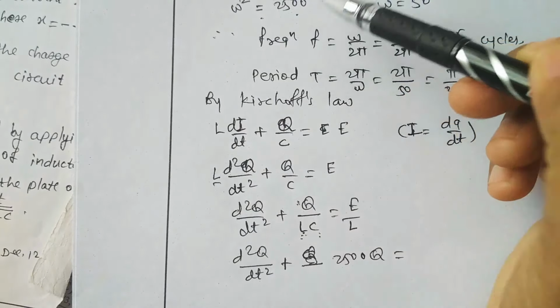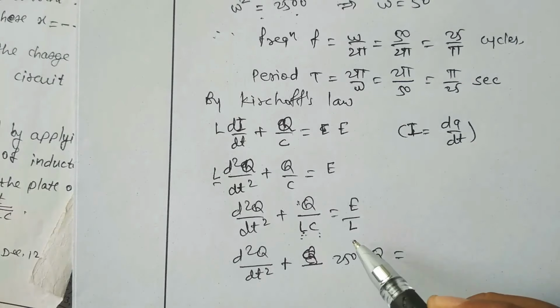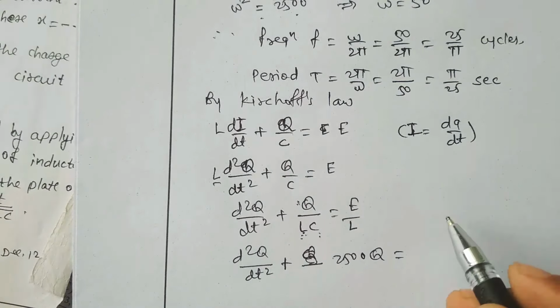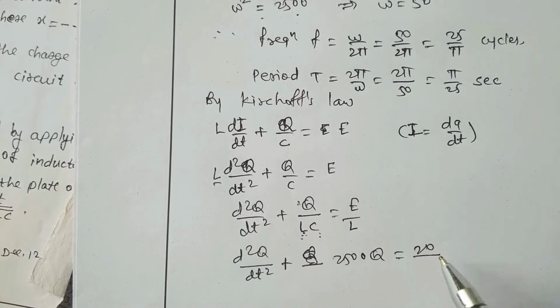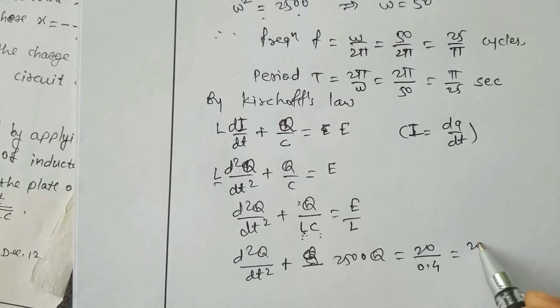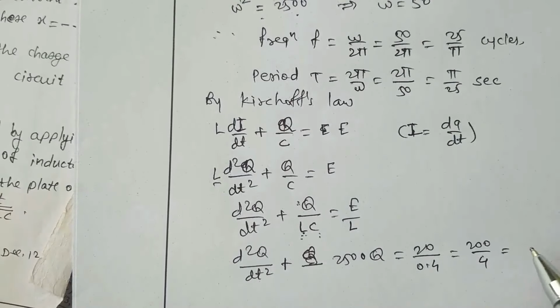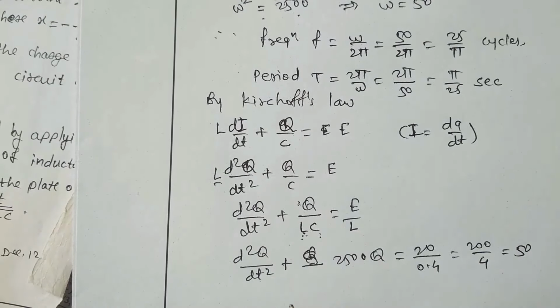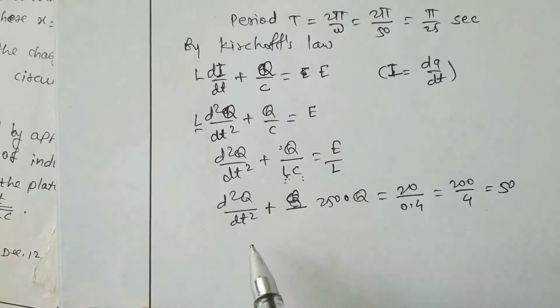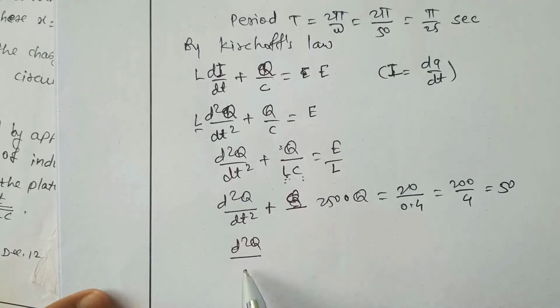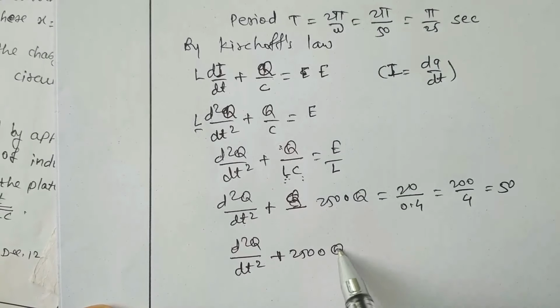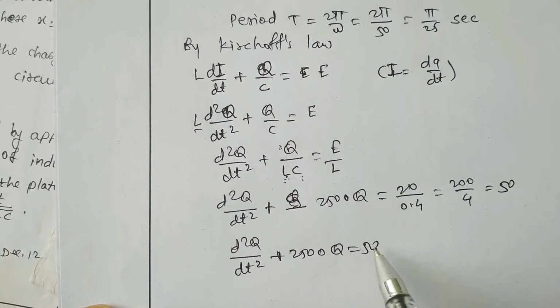Omega square is 2500, into Q is equal to E upon L. The value of E, that is voltage, is 20 upon L, and the value of L is 0.4. So this is 200 upon 4, or 50. So we will get the differential equation d square q upon dt square plus 2500 q is equal to 50.